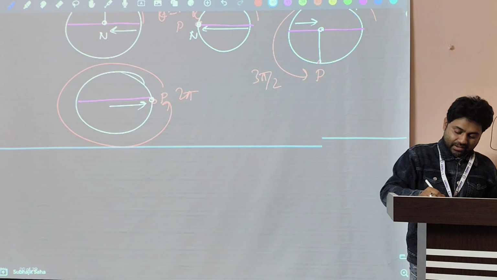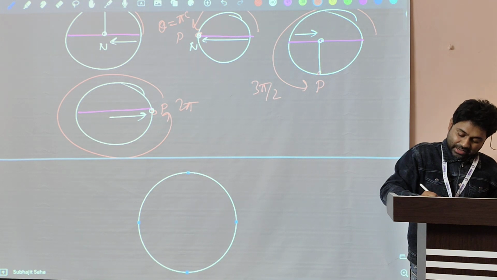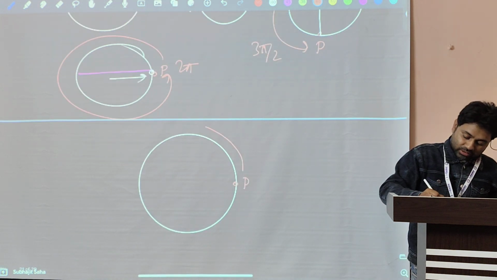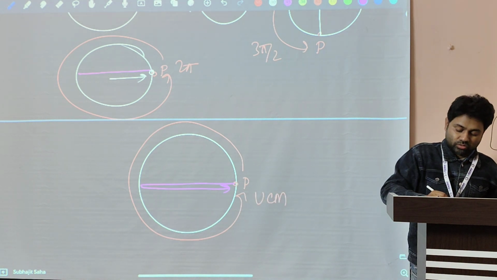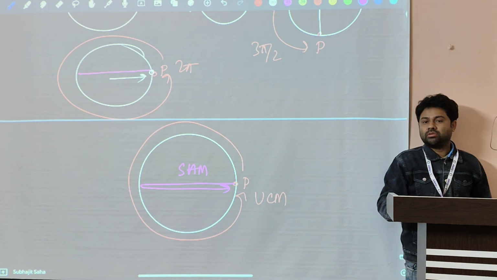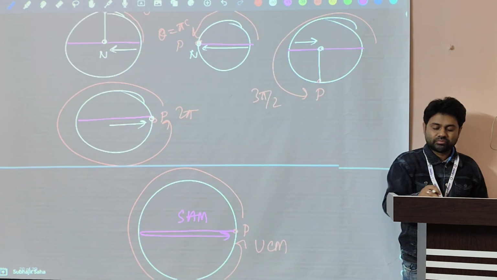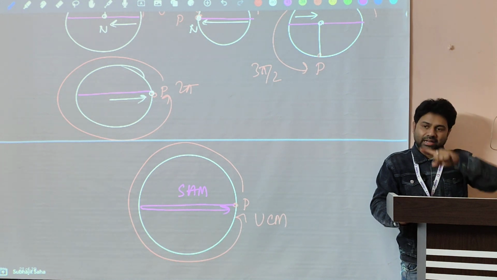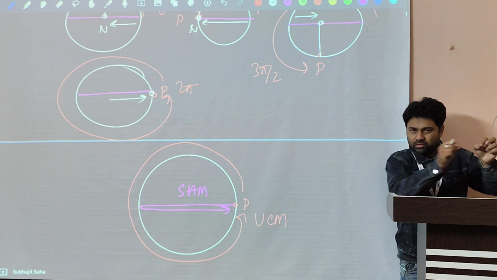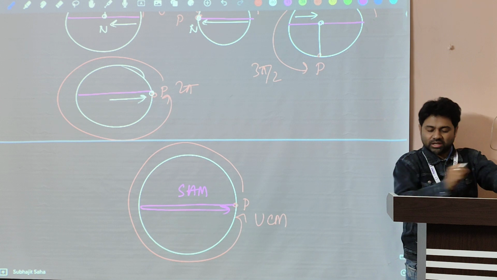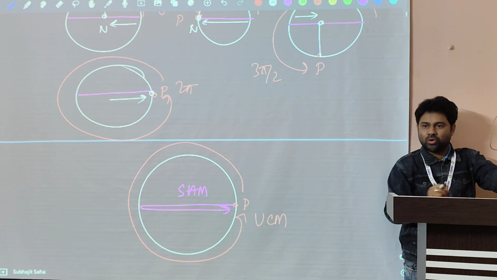In total, you can say that the particle which was traveling in UCM was moving along this path in UCM, whereas the foot is performing simple harmonic motion. The foot has suffered a to and fro motion along the diameter. So if a particle travels along uniform circular motion, the foot of the perpendicular drawn from the particle on a diameter travels in simple harmonic motion. The locus of the foot of the perpendicular is simple harmonic motion.